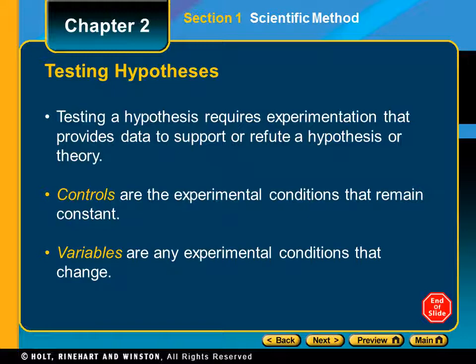The controls are conditions in the experiment that always remain the same, always remain constant, whereas the variables are experimental conditions that change. In fact, the variables should be the specific things that you're testing in terms of your prediction and your hypothesis. And you should try to design an experiment such that you're only testing one variable at a time, so that you can actually look for and identify cause and effect relationships.